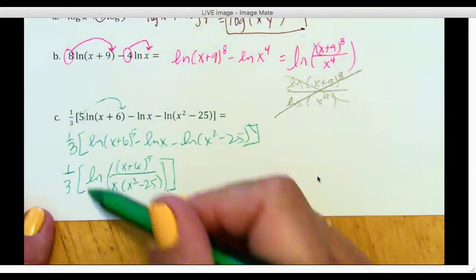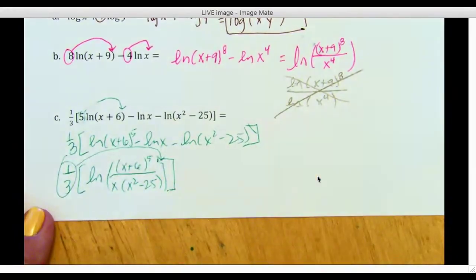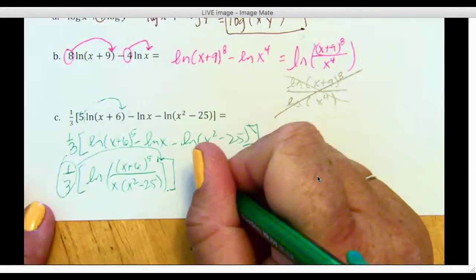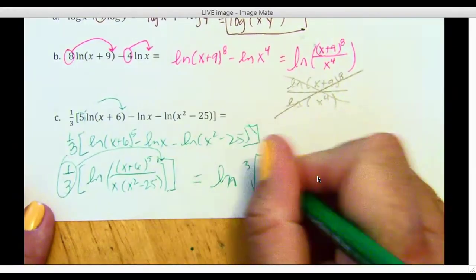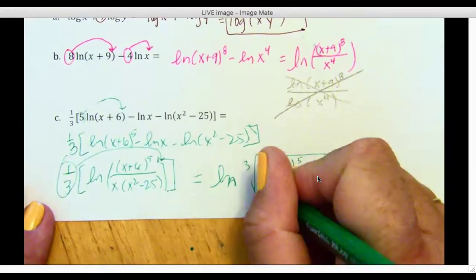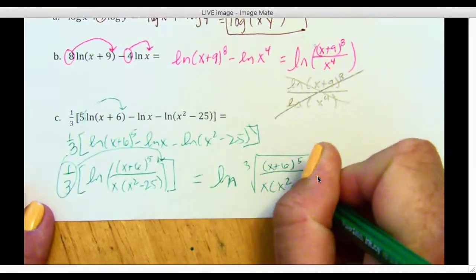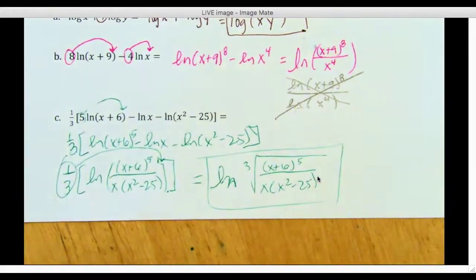And now this power of 1/3 can be brought out onto the whole thing. But remember, a 1/3 power is the same thing as a cube root. So this would be ln cube root of x plus 6 to the 5th power over x times x squared minus 25. And that would be our answer. And that's the end of this very short section.